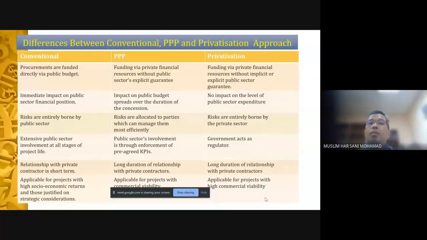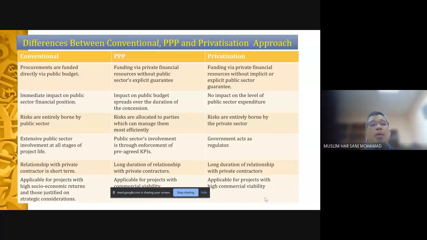Privatization, no impact on the level of public sector expenditures because GLCs are managing their own private company. You can see privatization is basically where even the ownership will be transferred to the private sector. For instance, some of the government entities have been transferred to the major listed companies in Malaysia, other than GLC.